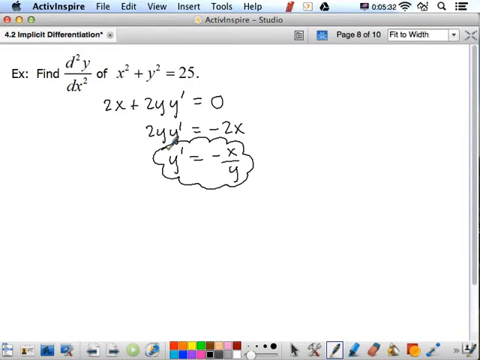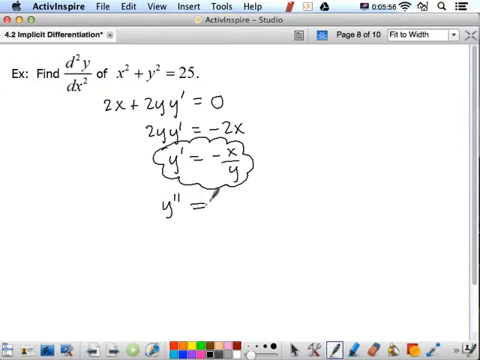We ask ourselves, if we want to take the derivative of y prime, what's the derivative of the first derivative? Quotient rule. The second derivative, right? So the derivative of y prime is y double prime, or d2y over dx2. So we're just going to notate it as y double prime, which is what we're being asked to find.